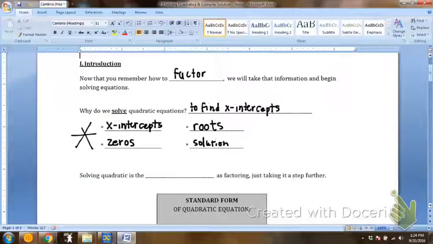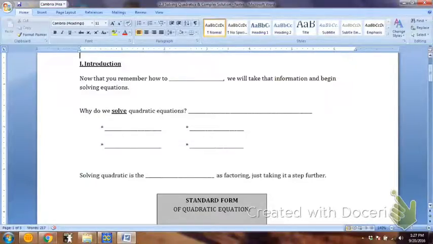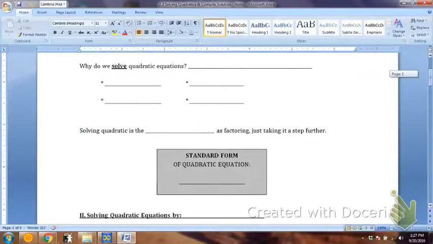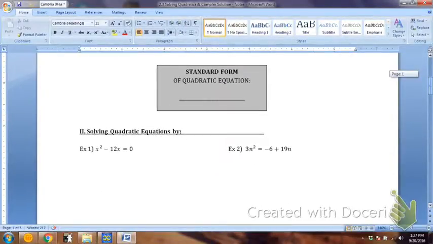All right, got that. Okay, so solving the quadratic is the same process as factoring. We just take it a step further. So for some of you, this is review, which is fine. Others of you, this is new. So the standard form of a quadratic equation, let's write that down there. You should know what the standard form is by now. What is the standard form of a quadratic equation?